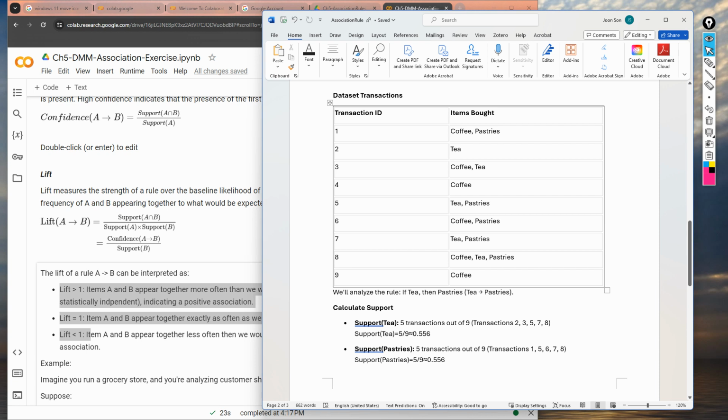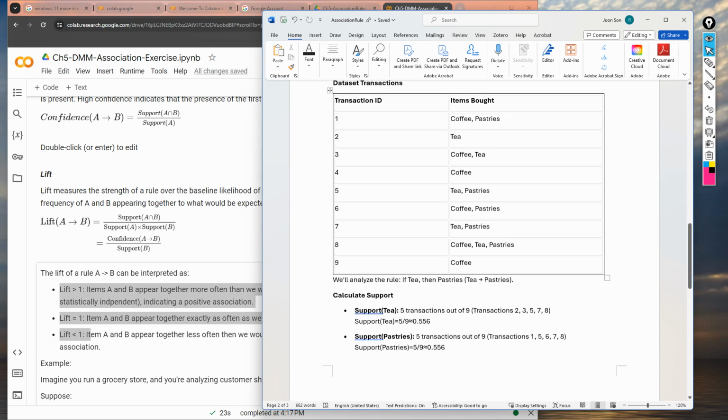In the first transaction, the customer bought coffee and pastries. Transaction 2 is tea and coffee. This is a very simple data set. As you can see, there are only 9 transactions. Then we can analyze this rule. For example, we can calculate the support for tea. Among the 9 transactions, there are 5 transactions with tea, for example transaction 2, transaction 5, transaction 7, etc.